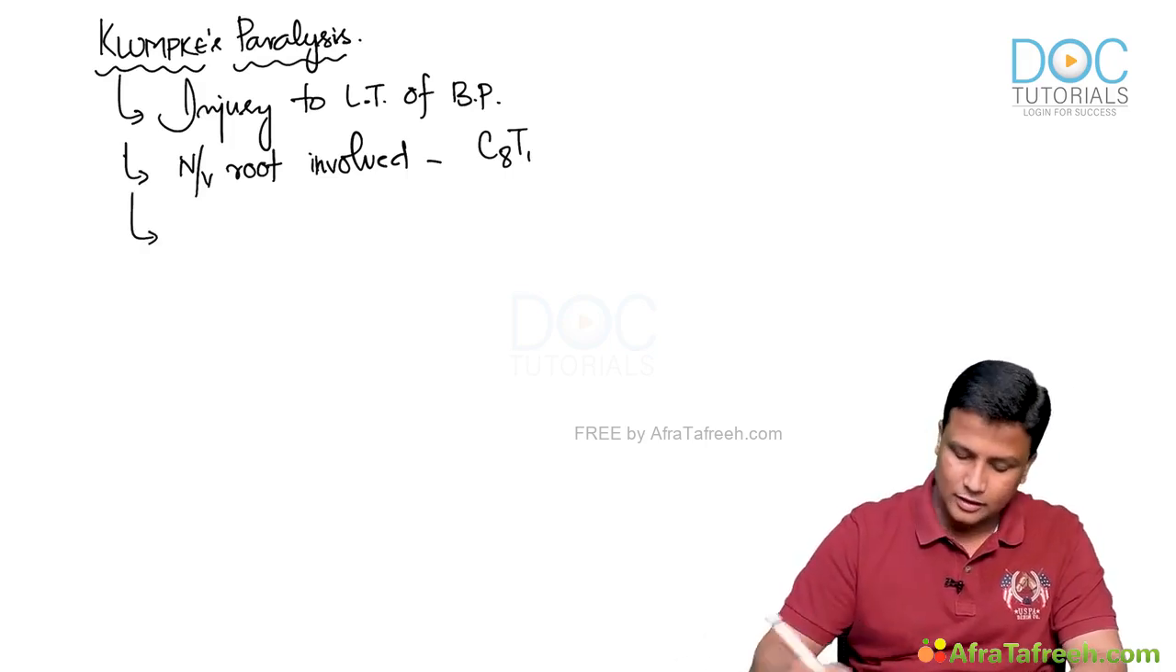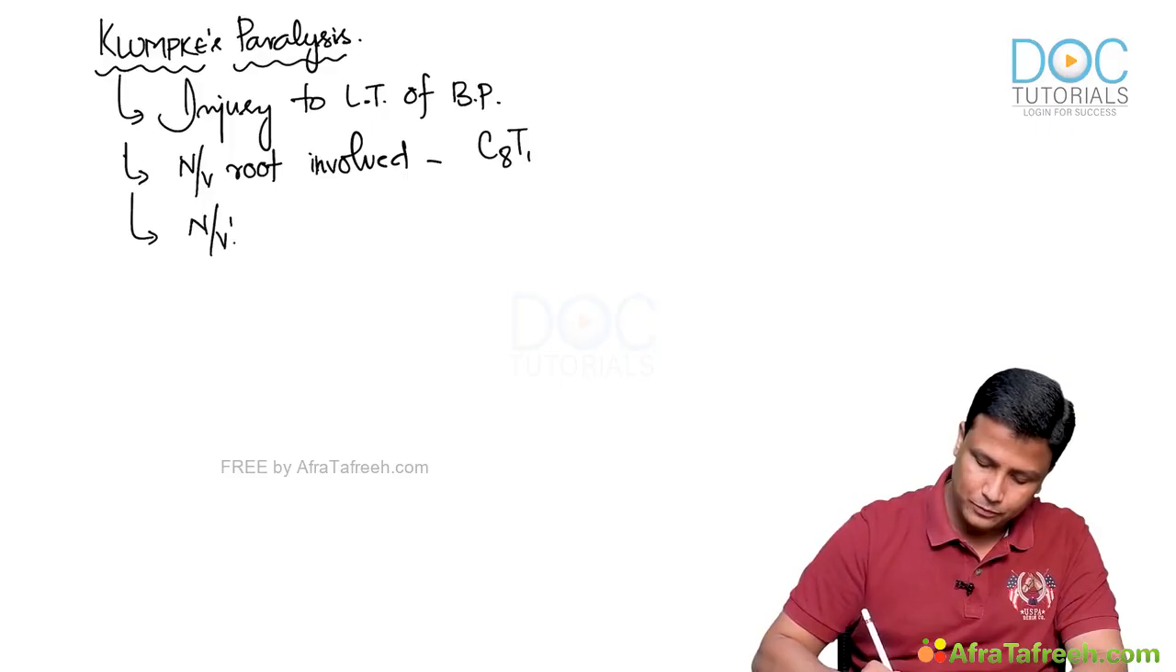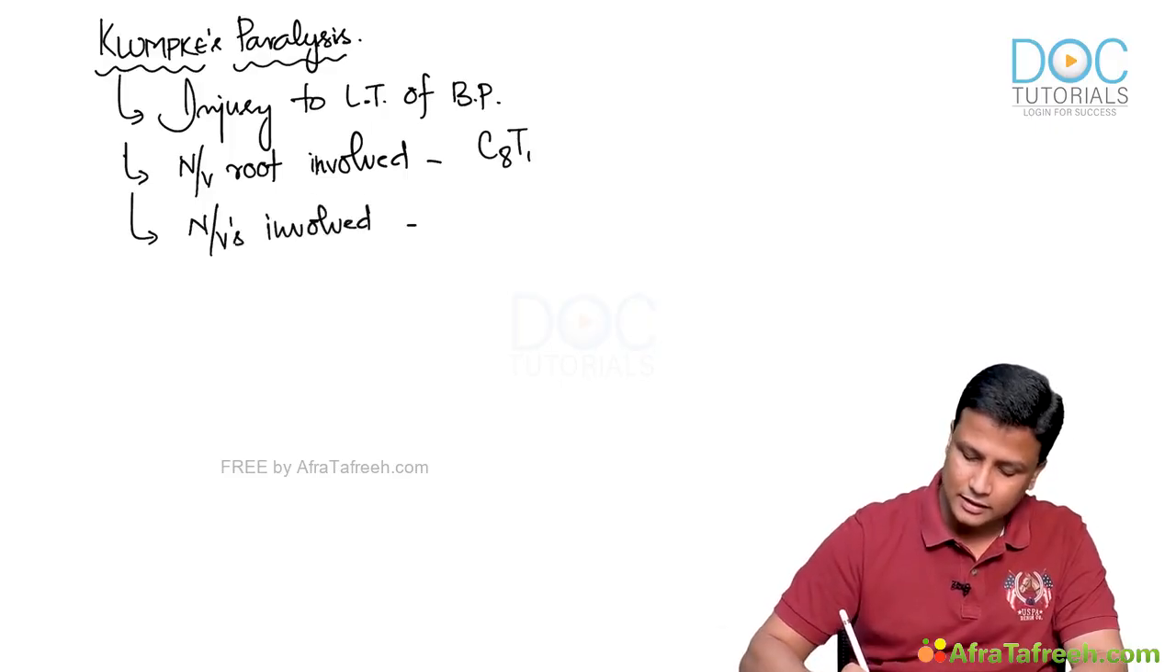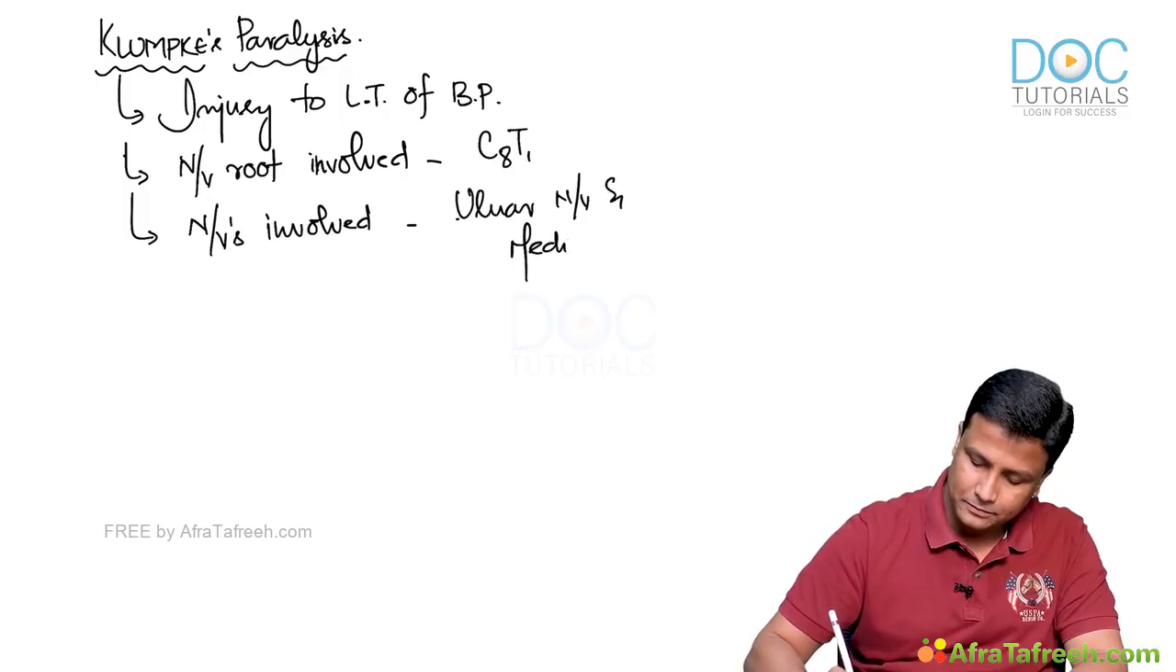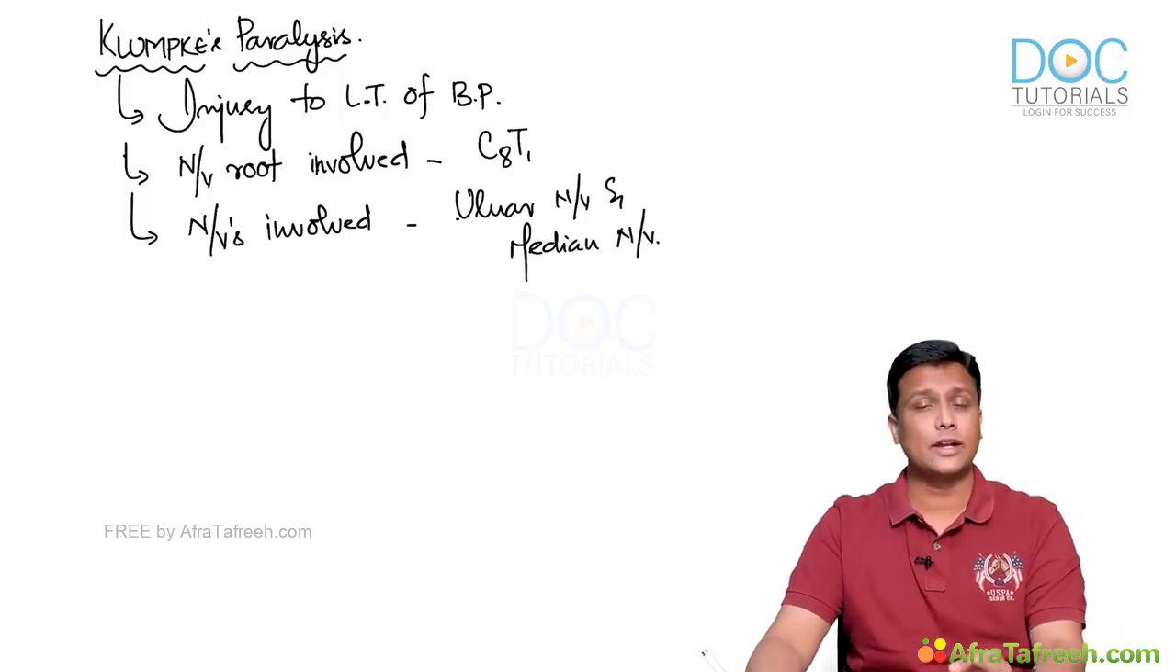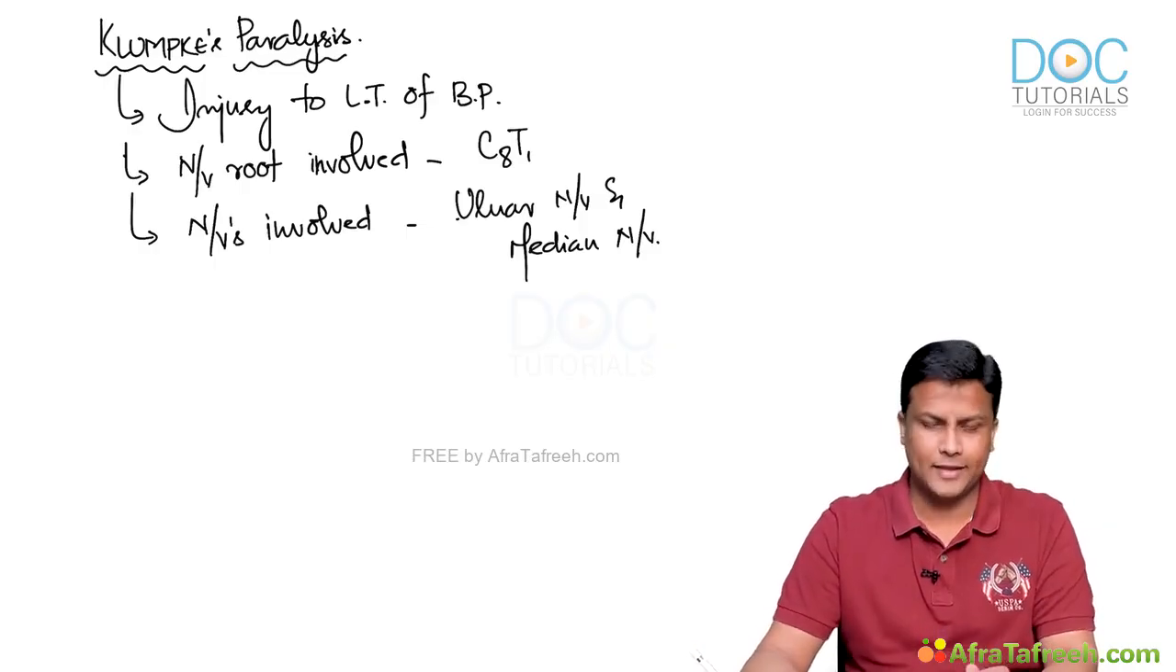And then next, one more thing here, what are the nerves involved? Which nerves are involved in Klumpke's paralysis? The nerves involved will be your ulnar nerve and the median nerve. So ulnar nerve and median nerve, these two are the nerves which are involved in Klumpke's paralysis.